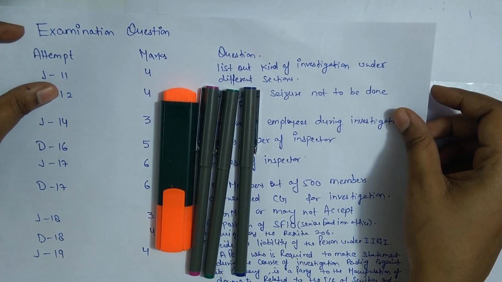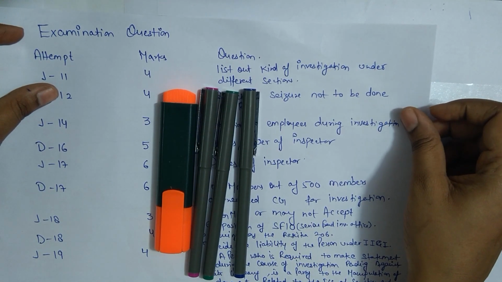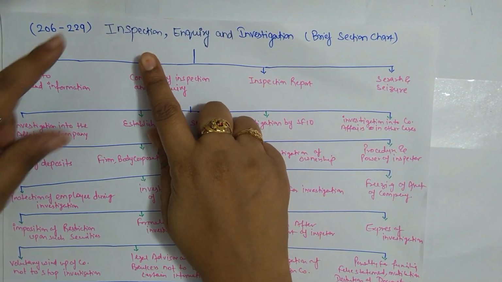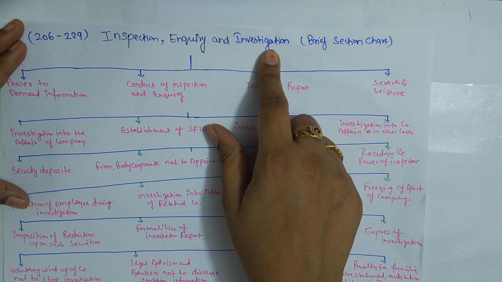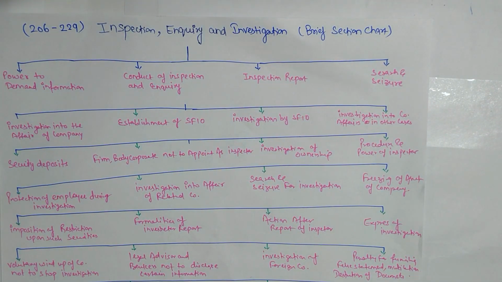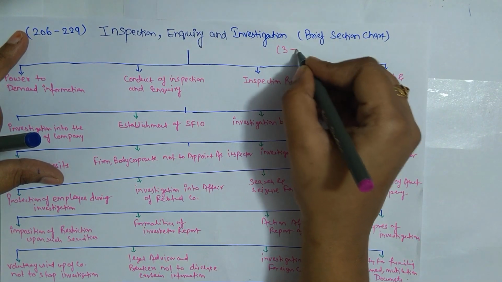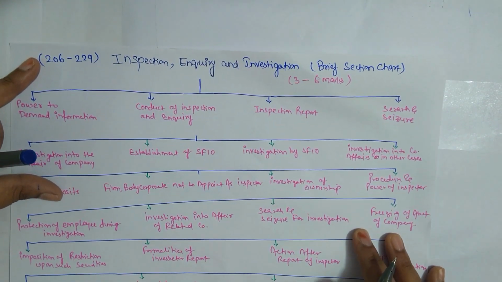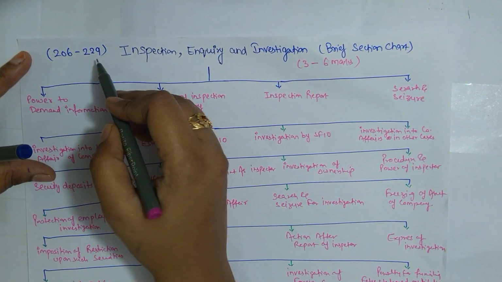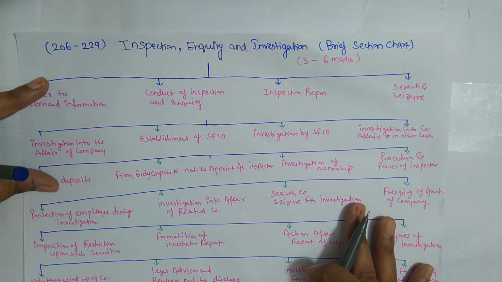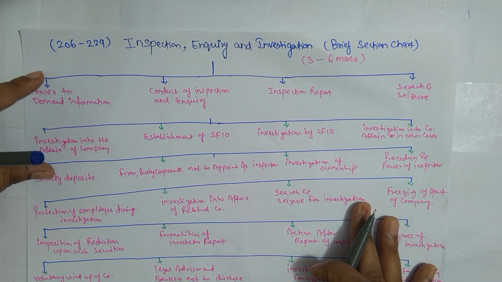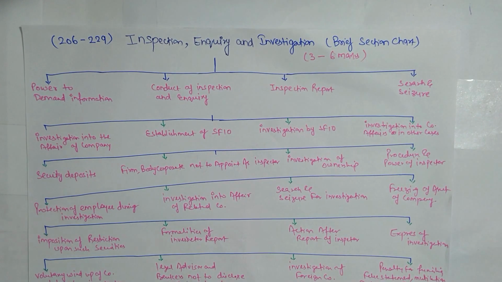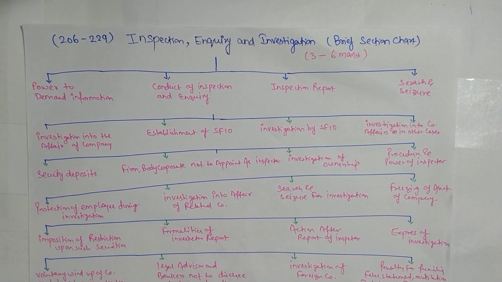So today it is a revision class for CMA Final students, and today's topic is inspection, inquiry and investigation, which carries around 3 to 6 marks in your examination, and covers sections 206 to 229. This is a chart of those sections.